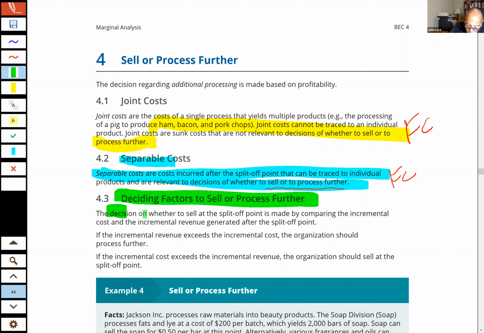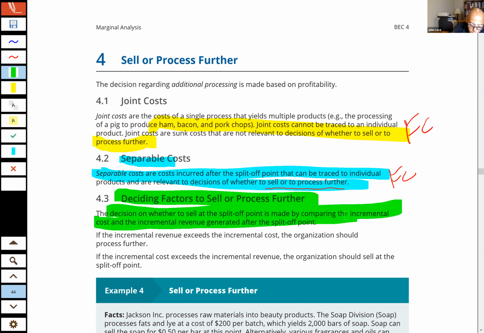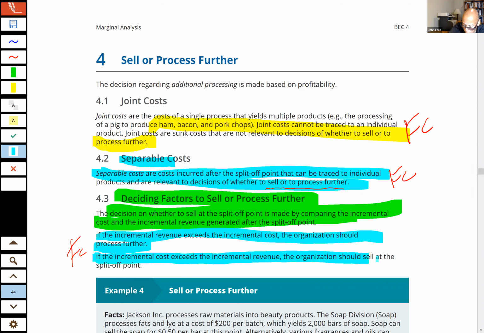So the decision on whether to sell at the split off point is made by comparing the incremental cost and the incremental revenue generated after split off. And flashcard this: if the incremental revenue exceeds the incremental cost, the organization should process further. We're going to make more revenue if we keep going and turn it into gasoline versus selling it as oil. If the incremental cost exceeds the incremental revenue, we should sell before we split off.